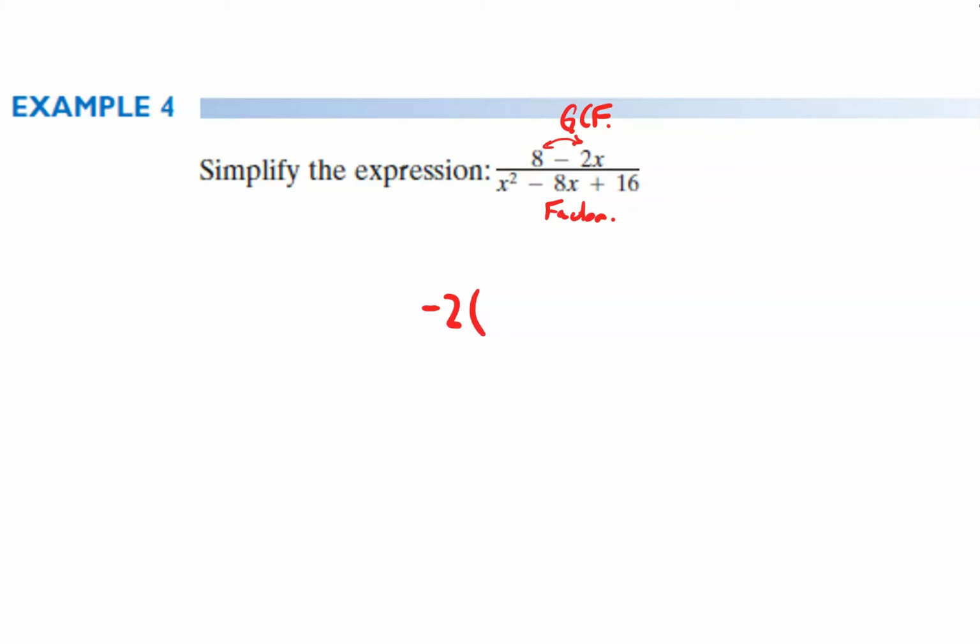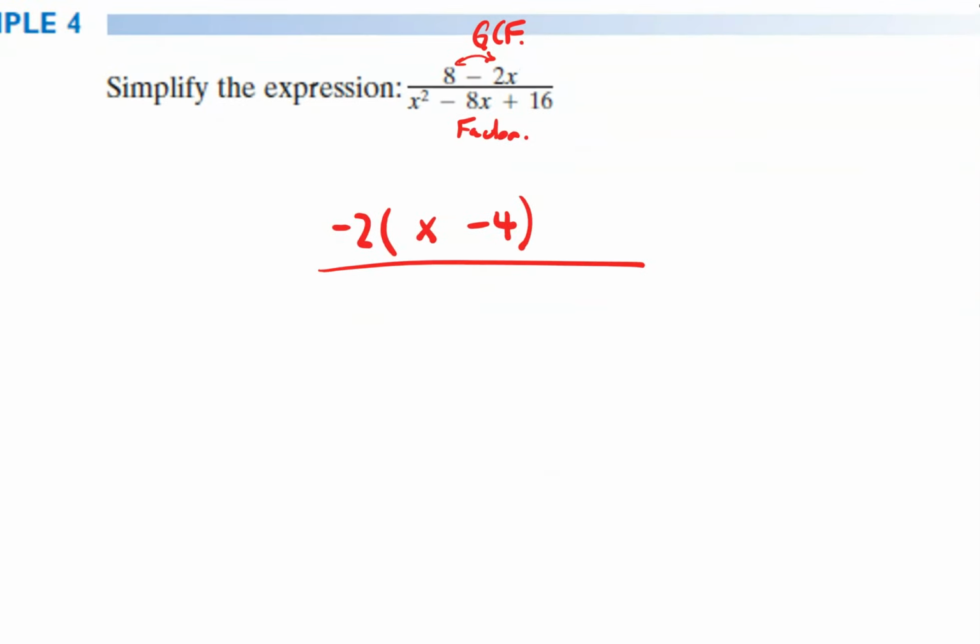8 factored by negative 2 leaves us with a negative 4, but negative 2x factored by negative 2 leaves us with a positive x. So if I pull that negative 2 out front, then that effectively reverses the order, and we now have a group x minus 4. We do this fairly often because if we're lucky, we're going to see this exact factor in our denominator.